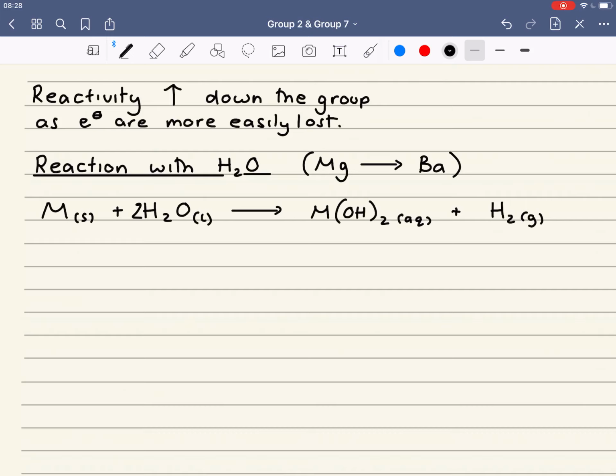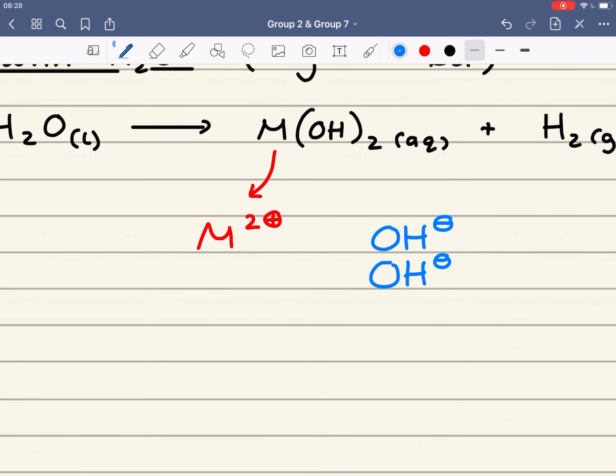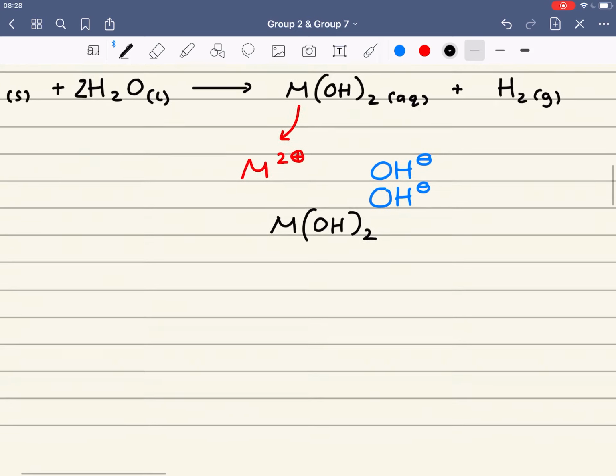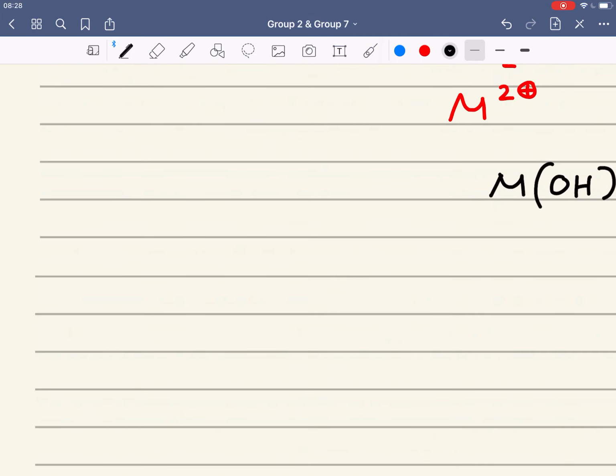You'll get this metal hydroxide, and you need to be aware that its formula is M(OH)2. And again, why is that? Because the metal here is an M2+ ion, and you should be aware that hydroxide is a 1- ion. And in order for the charge to balance, I need 2 hydroxides for every metal ion. And because I've got more than one complex ion, you need to put a bracket around it. And that becomes M(OH)2.